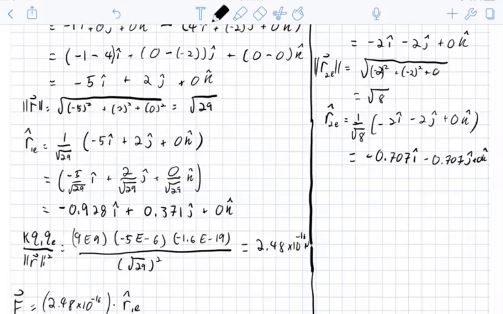All right, now it's time for k Q2 Qe over the distance between them all squared. So it's 9E9. Q2 is 12 microcoulombs.